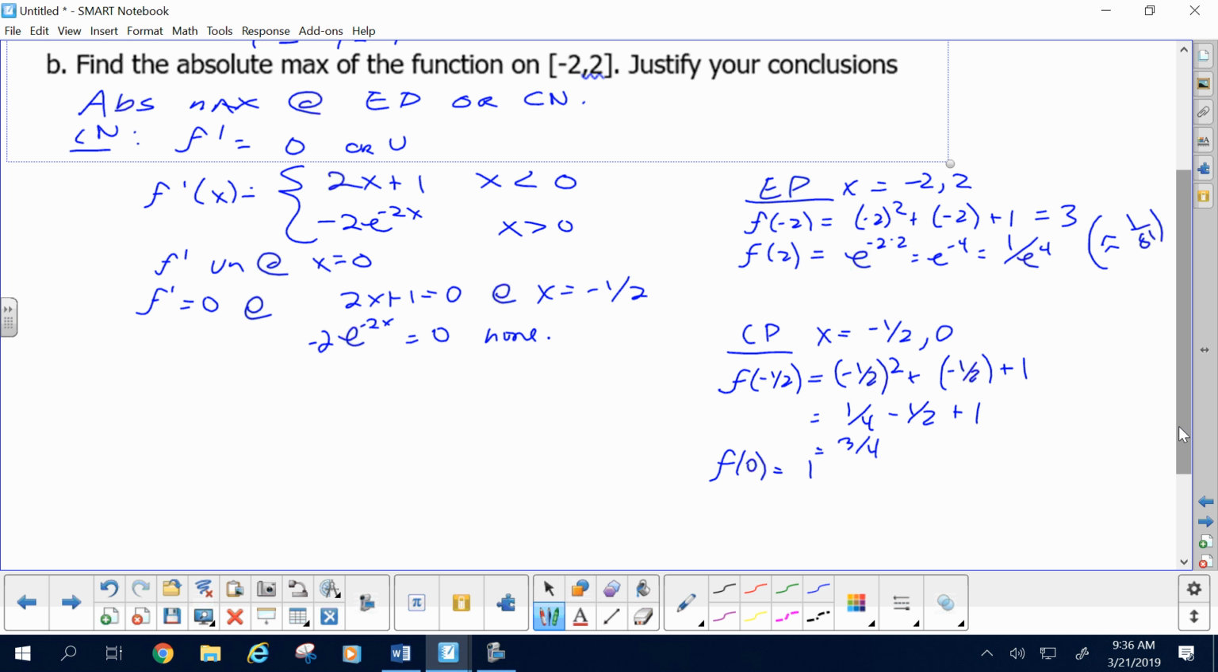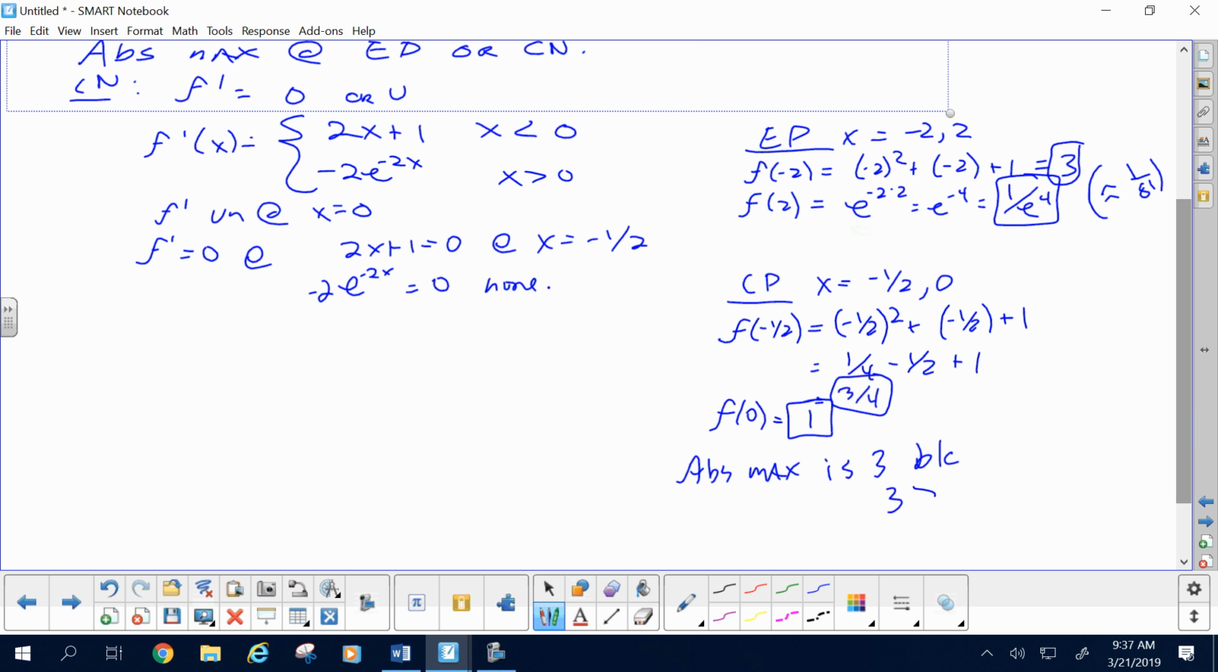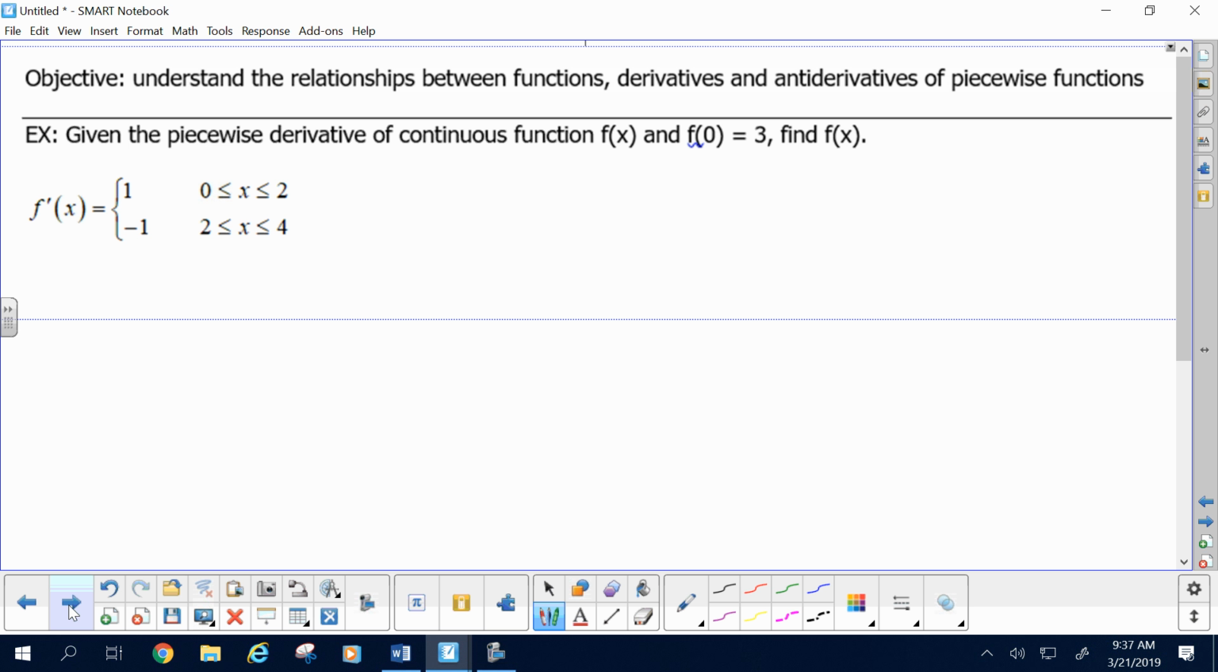All right. So we have here our 4 y values. From that we conclude the absolute max is 3, because 3 is the greatest of the candidates, or because 3 is greater than the next greatest, which is 1, which is greater than the next greatest 3/4, which is greater than 1/81, or just because it's the greatest of the candidates. You follow? Okie dokie.